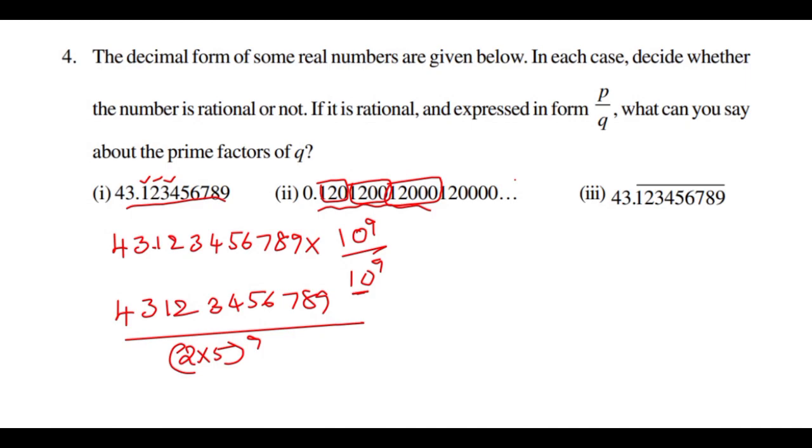This type of number we cannot write in p by q form. So this is not a rational number. And this one is rational. This number is also a rational number. You know how to do this, in the previous classes you learned how to write this in the p by q form.